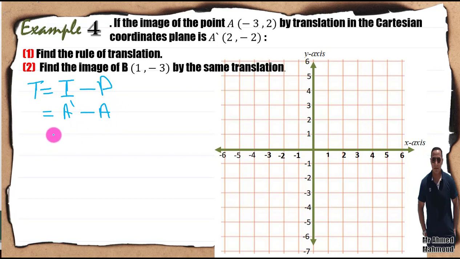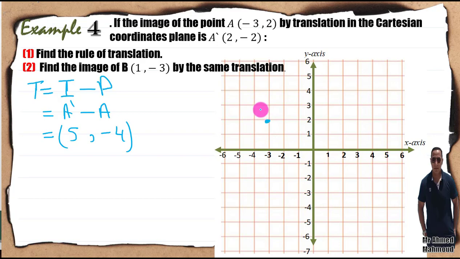So it is equal to 2 minus negative 3 equals 5, and negative 2 minus 2 equals negative 4. Again, image minus point, A dash minus A. 2 minus negative 3 equals 5. Negative 2 minus 2 equals negative 4. This is the translation.